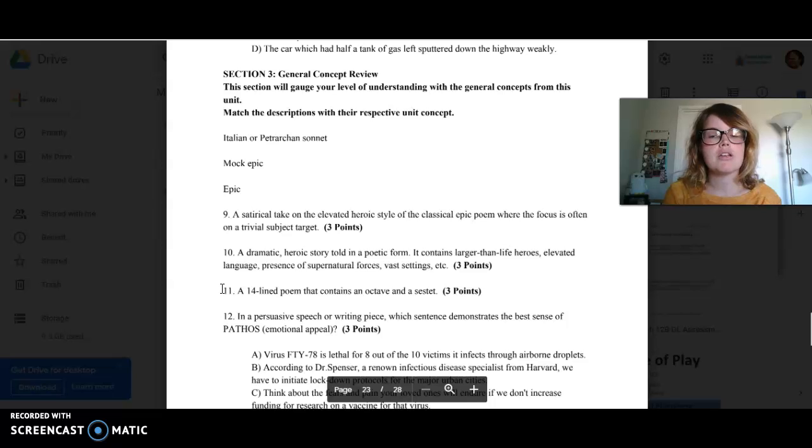Number 10 is a dramatic hero story told in poetic form. It contains larger-than-life heroes, elevated language, the presence of supernatural forces, and vast settings, etc. And 11 is a 14-line poem that contains an octave and a sestet.